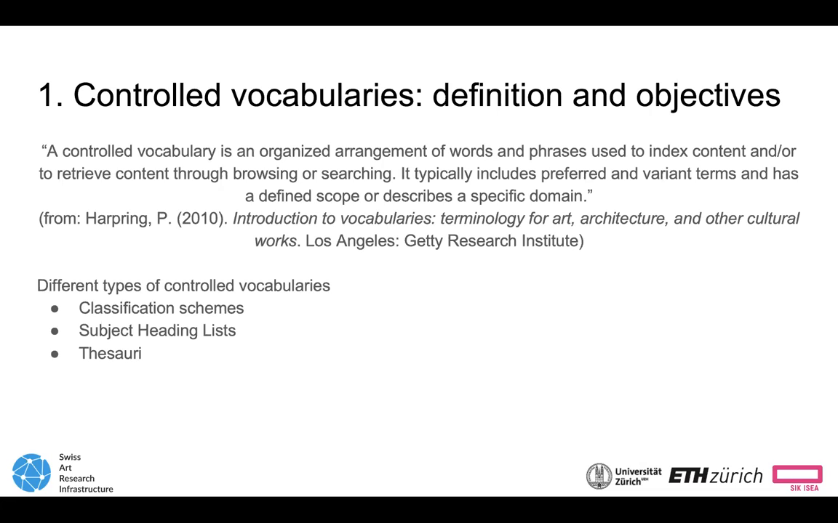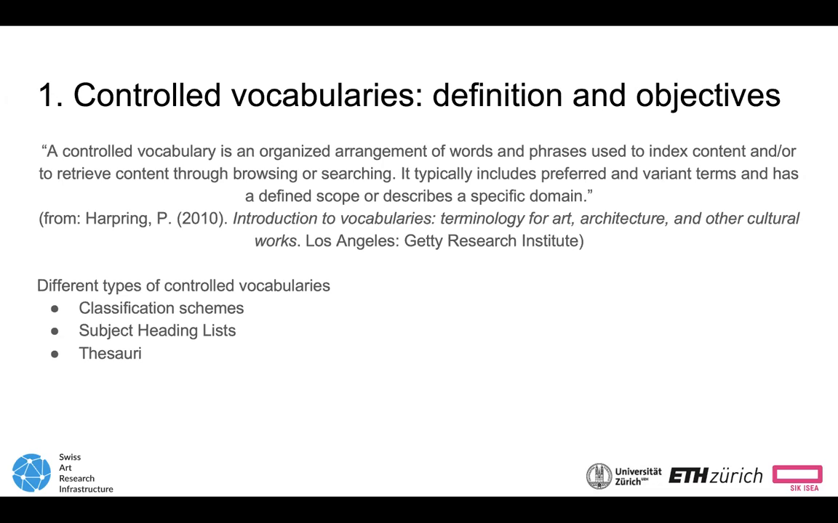And here I have a definition from the publication Introduction to Vocabularies by Patricia Harpring. A controlled vocabulary is an organized arrangement of words and phrases used to index content and/or to retrieve content through browsing or searching. It typically includes preferred and variant terms and has a defined scope or describes a specific domain. What is important here is that it is not a free language, but it is controlled. It's controlled because only terms from the list may be used when working with vocabulary.